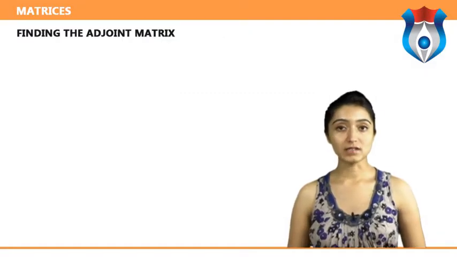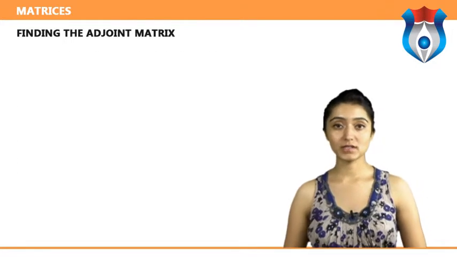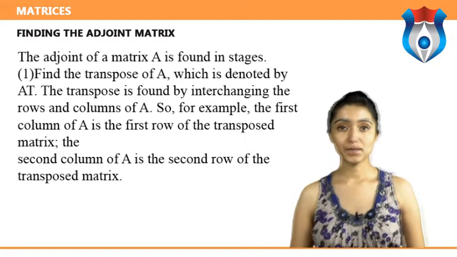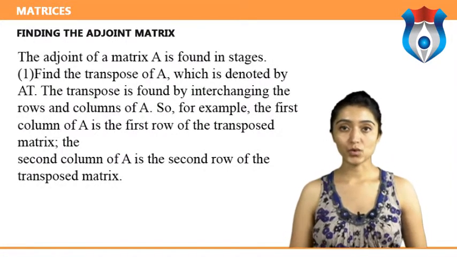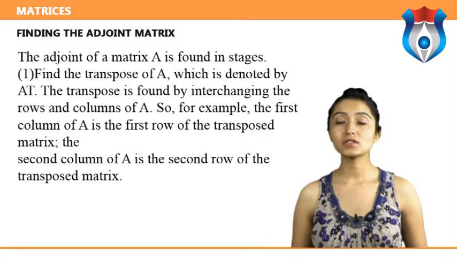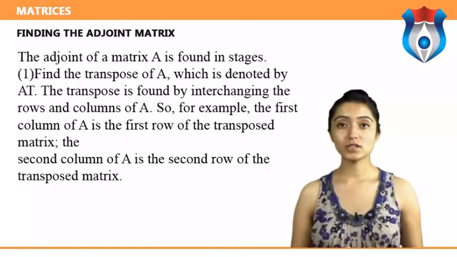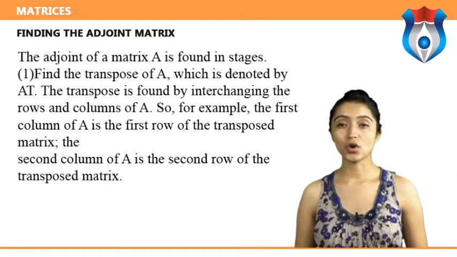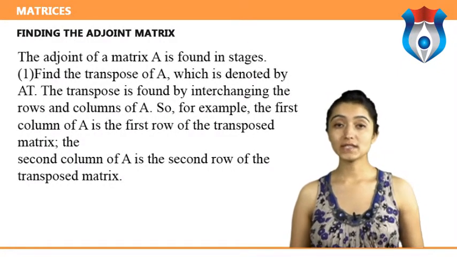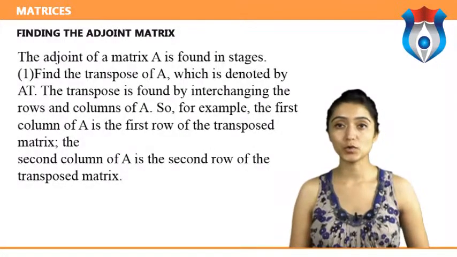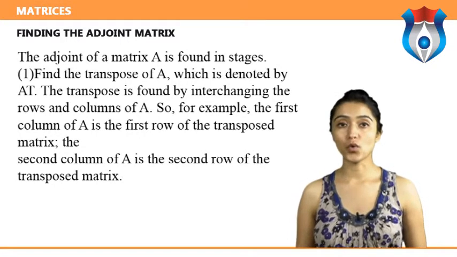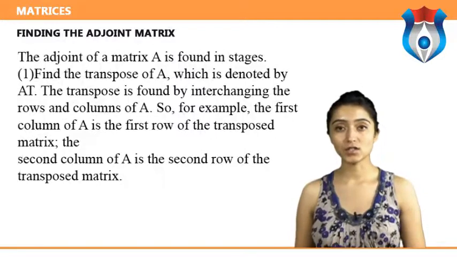Let us now discuss how to find the adjoint matrix. The adjoint of a matrix A is found in stages. Find the transpose of A, which is denoted by A superscript T. The transpose is found by interchanging the rows and columns of A. So, for example, the first column of A is the first row of the transpose matrix. The second column of A is the second row of the transposed matrix, and so on.